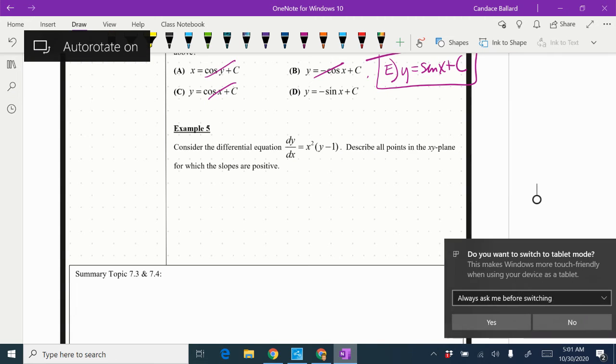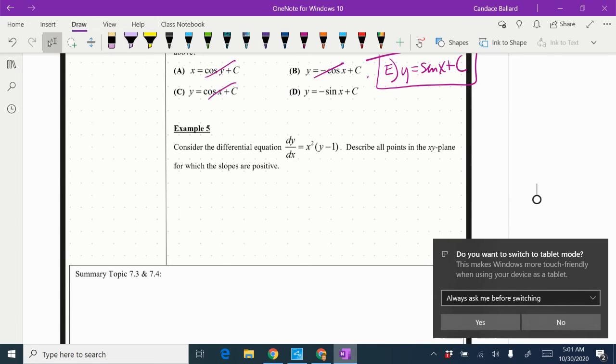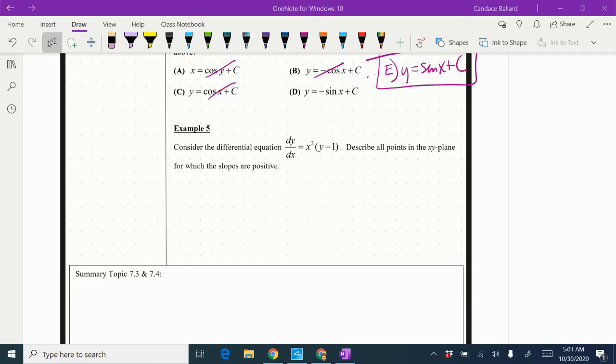So Annie, we're going to finish talking about topic 2, 7.3 and 7.4. In example 5, we have the differential equation x squared times (y minus 1). Describe all the points in the xy plane for which the slopes are positive. So basically that means that we need this to turn out to be a positive number, which means that I really need it to be either a positive times a positive or a negative times a negative.